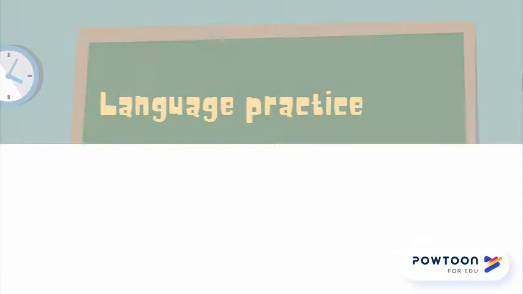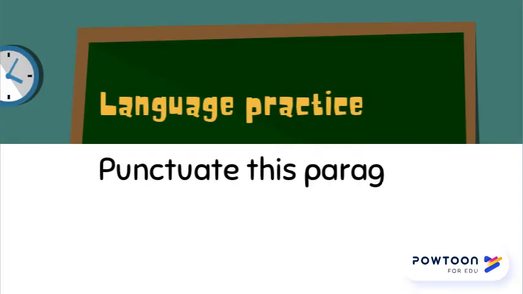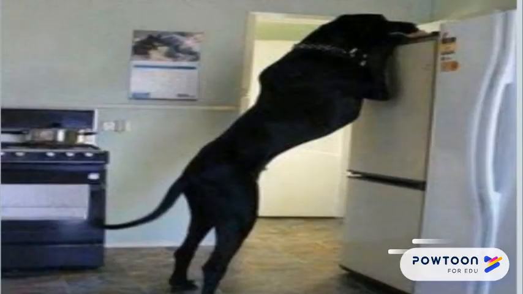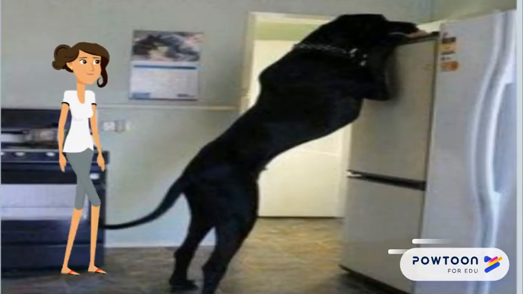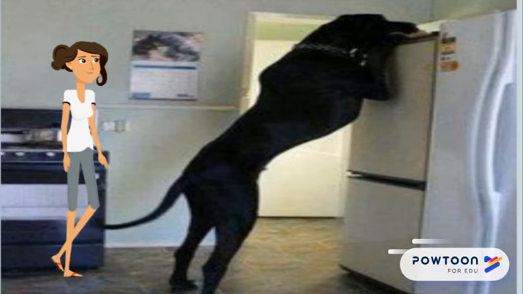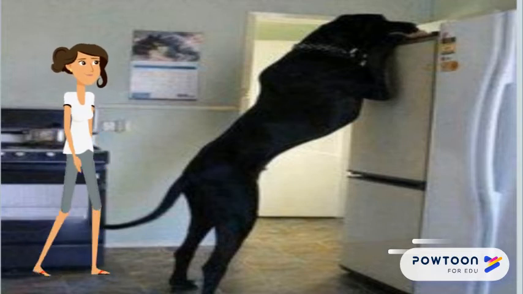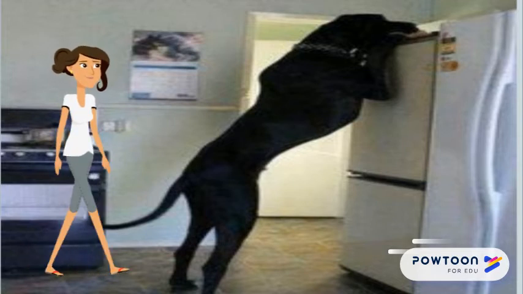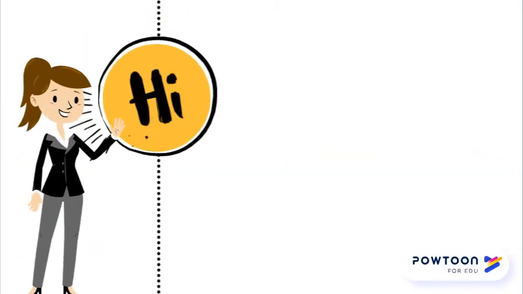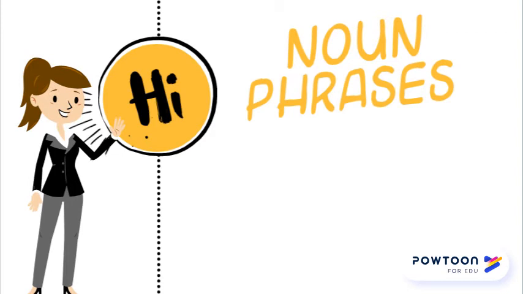Now wizards, punctuate this paragraph using capital letters, full stops and commas. The little dog trotted through the front door and wiped his feet carefully on the doormat. David knew that he must be imagining things. Dogs never wipe their feet, and little dog walked straight to the kitchen and took an orange, an apple, and some cheese and banana. Now looking at noun phrases.